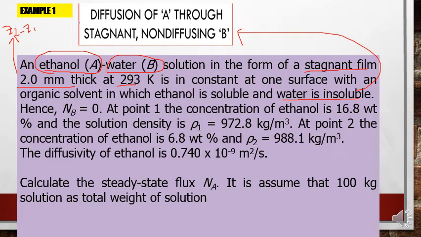Okay, so in the case of non-diffusing, there's only Na available, so Nb is 0. So we actually want to find the Na because Nb is 0, it is non-diffusing B. At point 1, the concentration of ethanol is given here, 16.8 weight percent, with the density at point 1 being 972.8. And at point 2, the concentration of ethanol is 6.8 weight percent, and the density is 988.1. And the DAB, which is the diffusivity coefficient of ethanol, is given here.